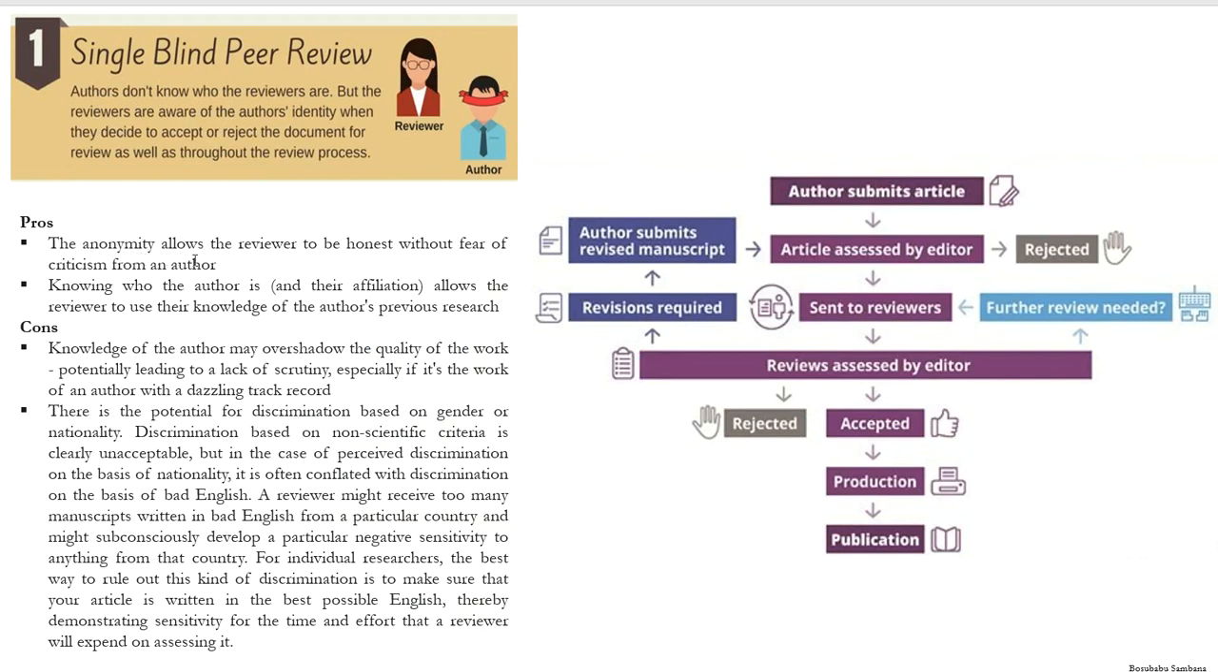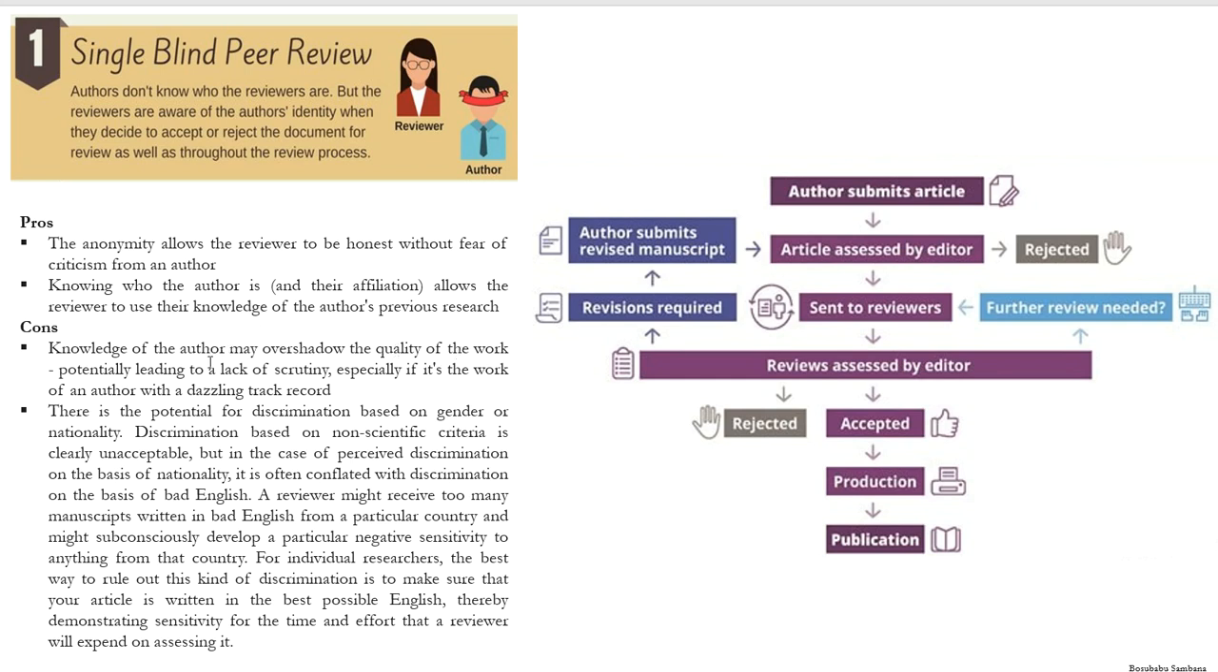The pro is that anonymity allows the reviewer to be honest without fear of criticism from an author. That means here no one knows who the author is. It is the best way to get qualitative input from the reviewer, and knowing who the author is and the affiliation allows the reviewer to use their knowledge of the author's previous research. If you want to check the reviewer based on your work, or check your affiliation, whatever it may be, it is available, but not everything; it is controlled and handled by the editorial board, the editorial manager. Okay, that means the editorial team.